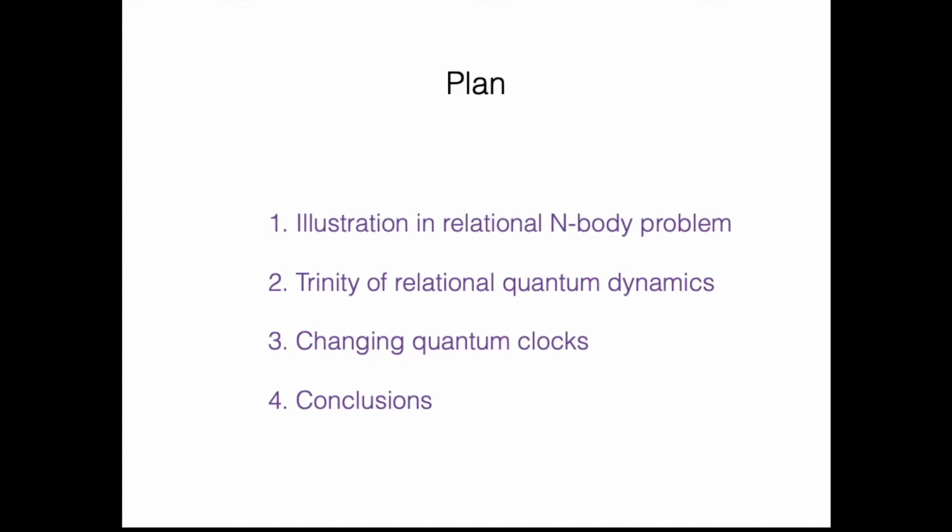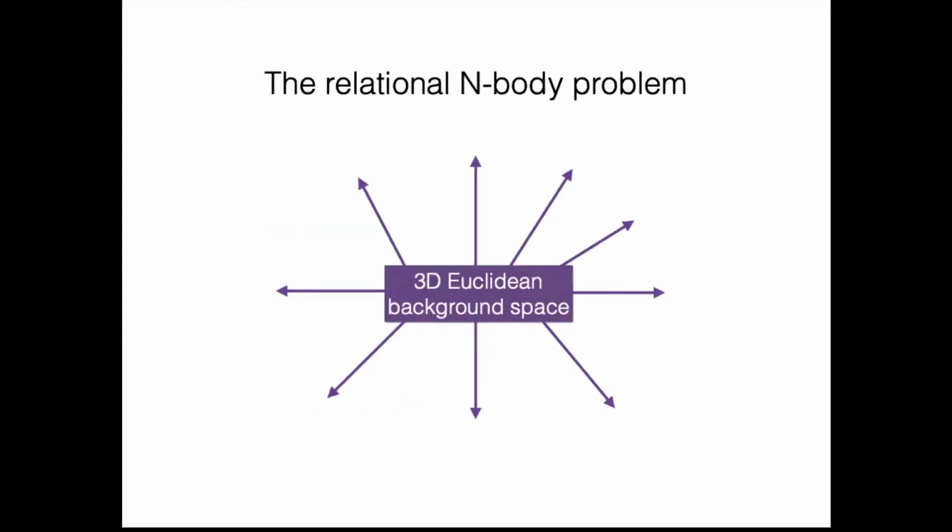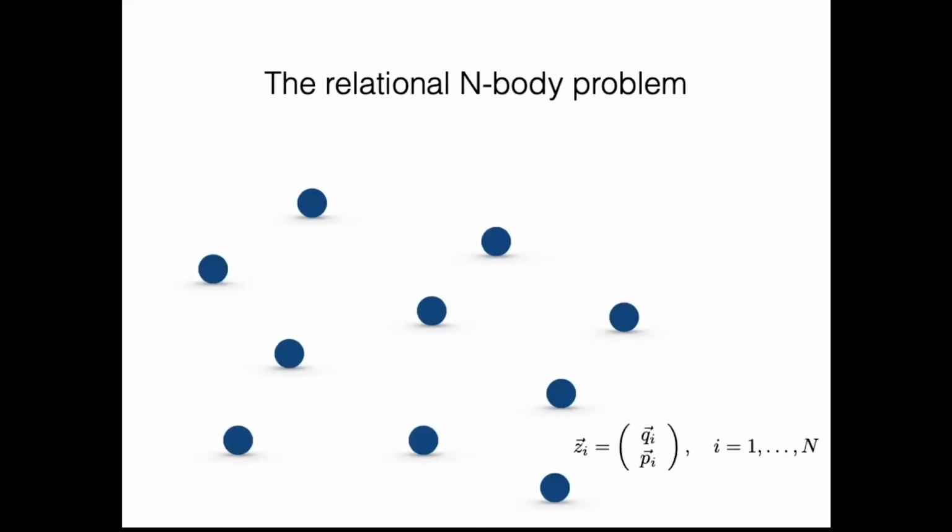Okay, so the relational n-body problem. Suppose we have our 3D Euclidean background space, and now we throw some n bodies inside. This is 3D, so each is described by a 6-dimensional vector. So overall, we have a 6n-dimensional phase space. Now, what do I mean by relational? Let's require that the whole system is invariant under global translations, such as this here. And let's also require that it's invariant under rotations, such as this. These will of course transform these phase space degrees of freedom.